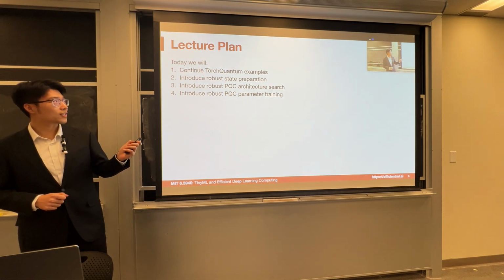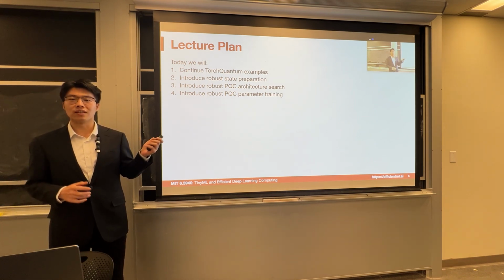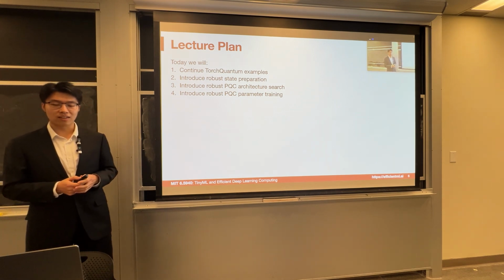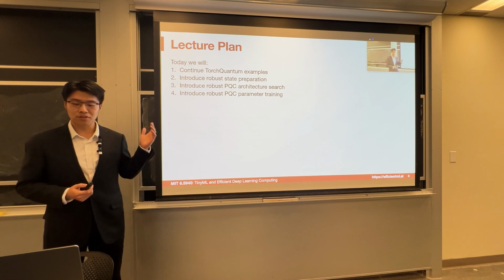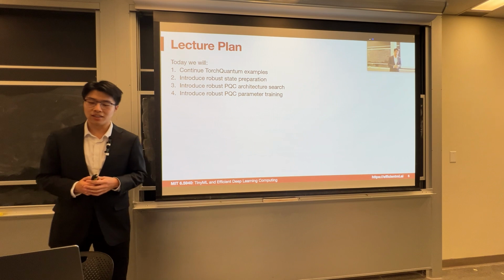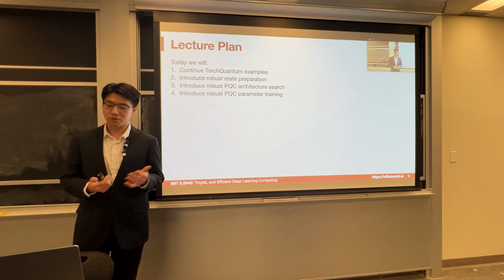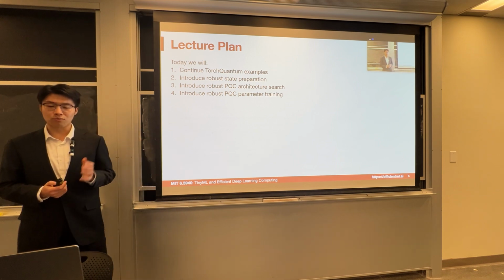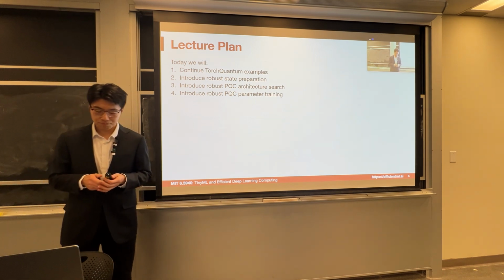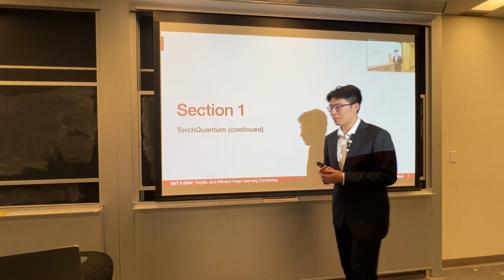We'll finish several TQ examples first, and then we're going to introduce how to do the state preparation, like encoding the classical information into the quantum domain, with high efficiency and also robustness. And thirdly, we're going to introduce how to search for the architecture. Just like in the previous lectures, where we introduced neural architecture search, for the quantum we also have architecture search for the quantum structures. And then finally, we're going to introduce one recent work on how to train the parameters with high robustness. Okay, so let's first continue some TQ examples.